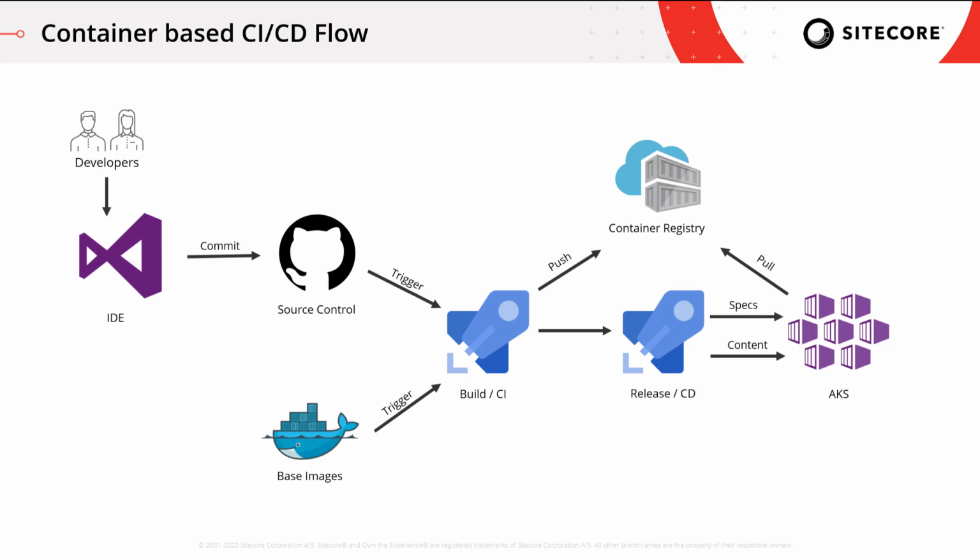Of course, any Sitecore deployment isn't complete without a push of the content changes. Once the specs have been deployed, the content is then also pushed to the CM instance running in AKS, and a publish is executed. Once this has happened, your end users can now browse the site and interact with the new containers running in AKS.